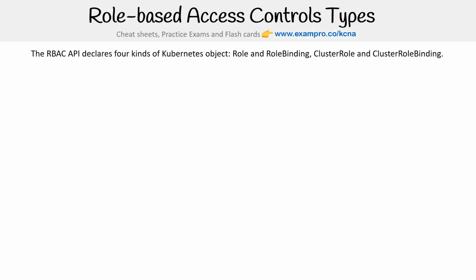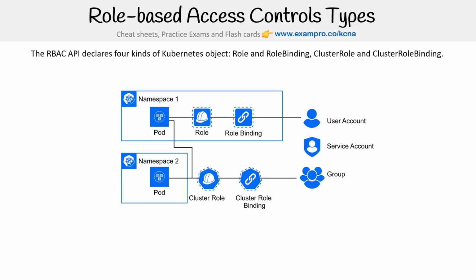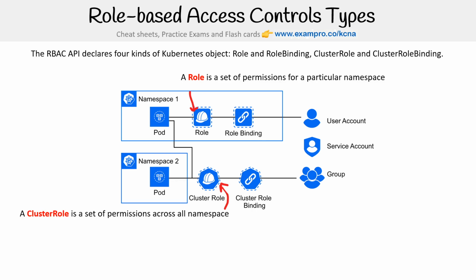All right, so the RBAC API declares four kinds of Kubernetes objects. We have roles, cluster roles, role binding, cluster role binding. So here is the diagram that we see here. And so we have roles, which is a set of permissions for a particular namespace, and then cluster role, which is a set of permissions across all namespaces.